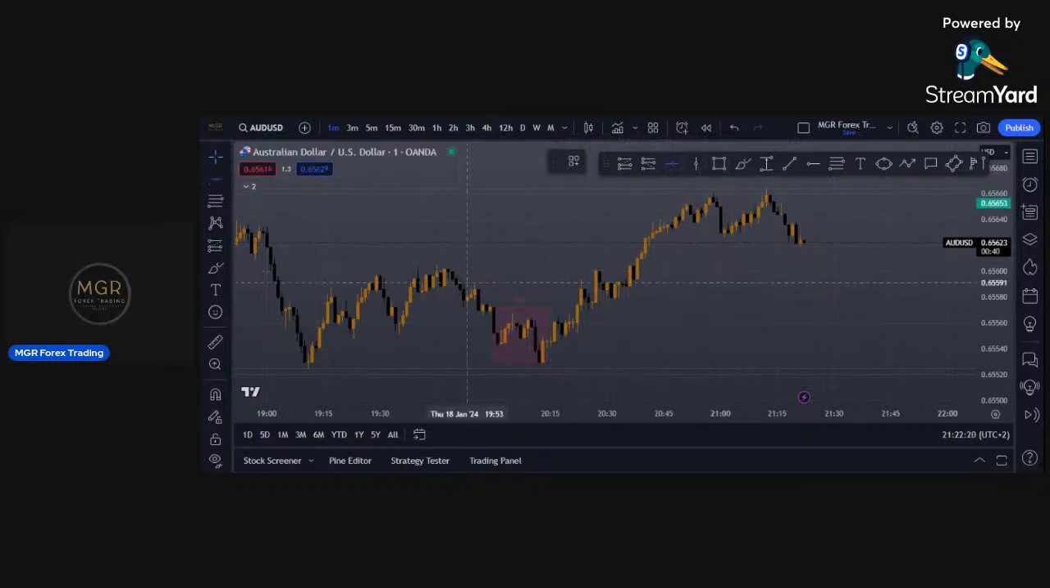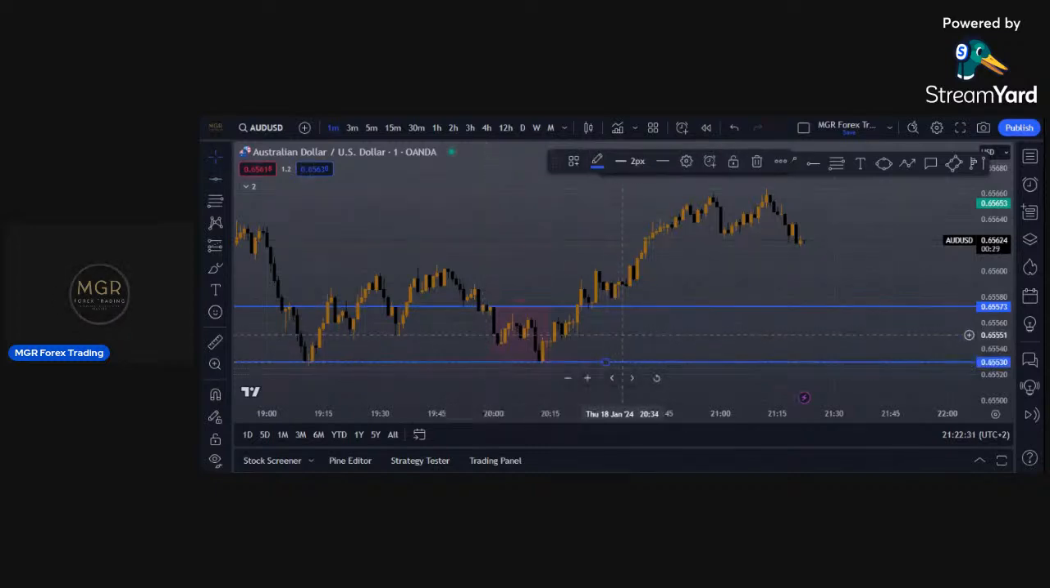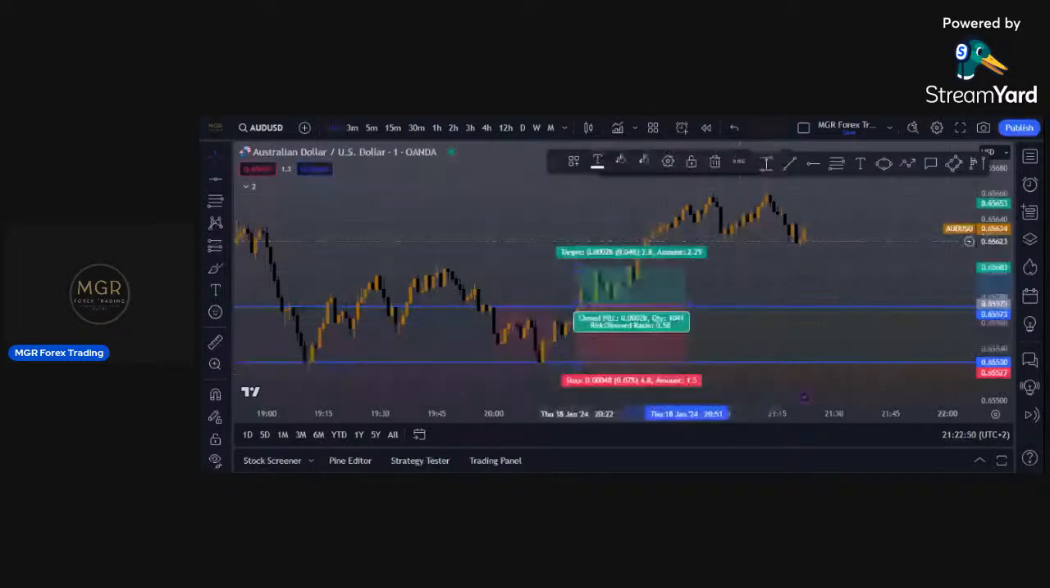Now the rules are very simple. You would normally just place a horizontal line on the top of the box and a horizontal line on the bottom part of the box, to keep the phrases clean and simple and easy to understand. So when price breaks above the horizontal line on top of the box, you would place a buy with your stop loss being right below the bottom of the box, and you have your risk to reward to be 1 to 1.